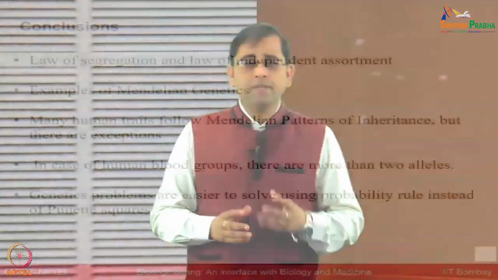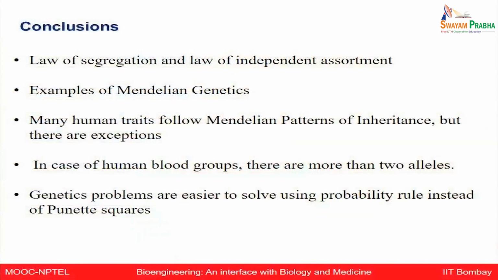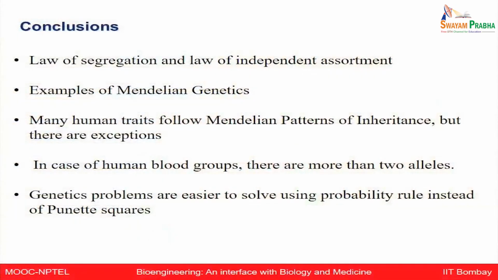In the last few lectures, you have studied the two main Mendelian laws, the law of segregation and the law of independent assortment. We have discussed some very interesting examples of Mendelian genetics. You have also seen how many human traits follow Mendelian patterns of inheritance, but also how many traits do not.